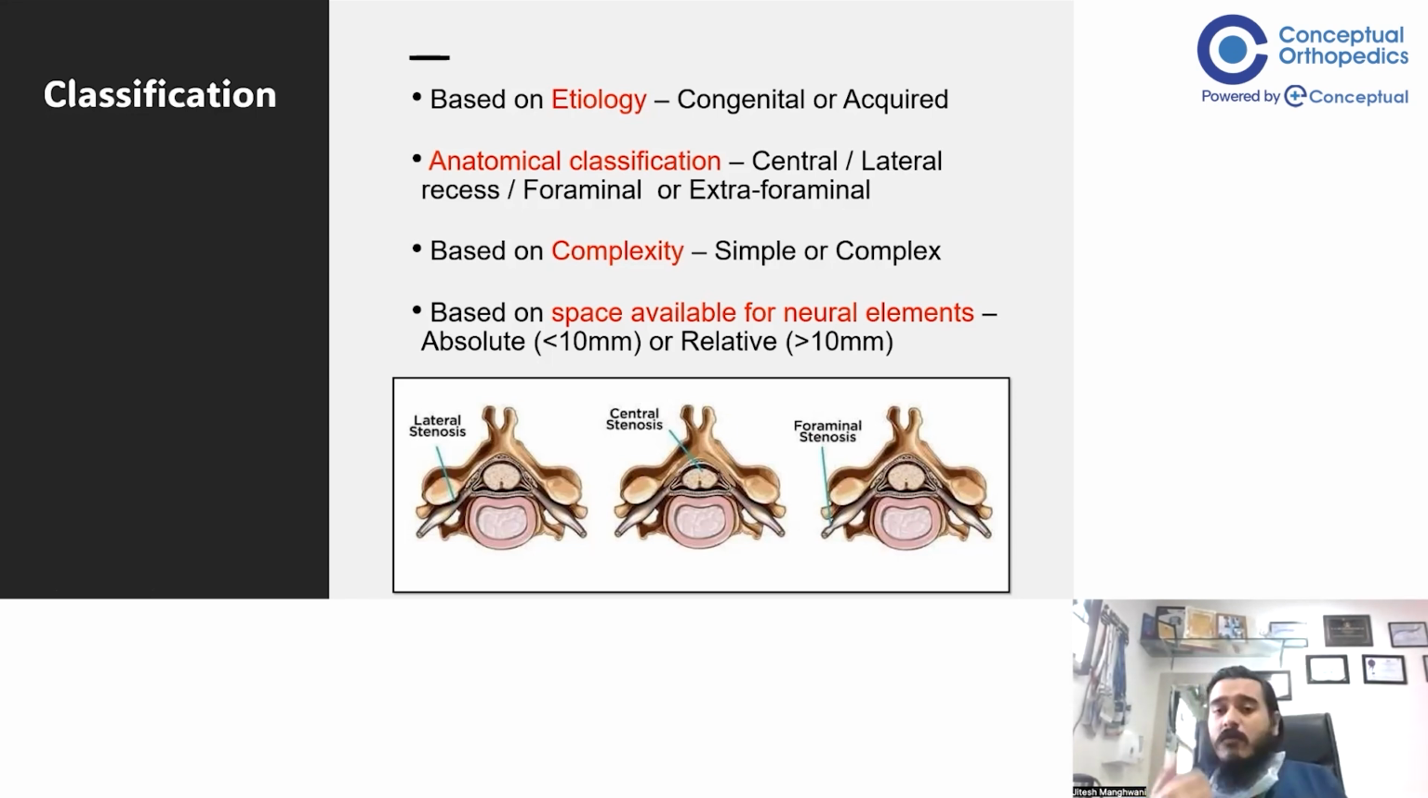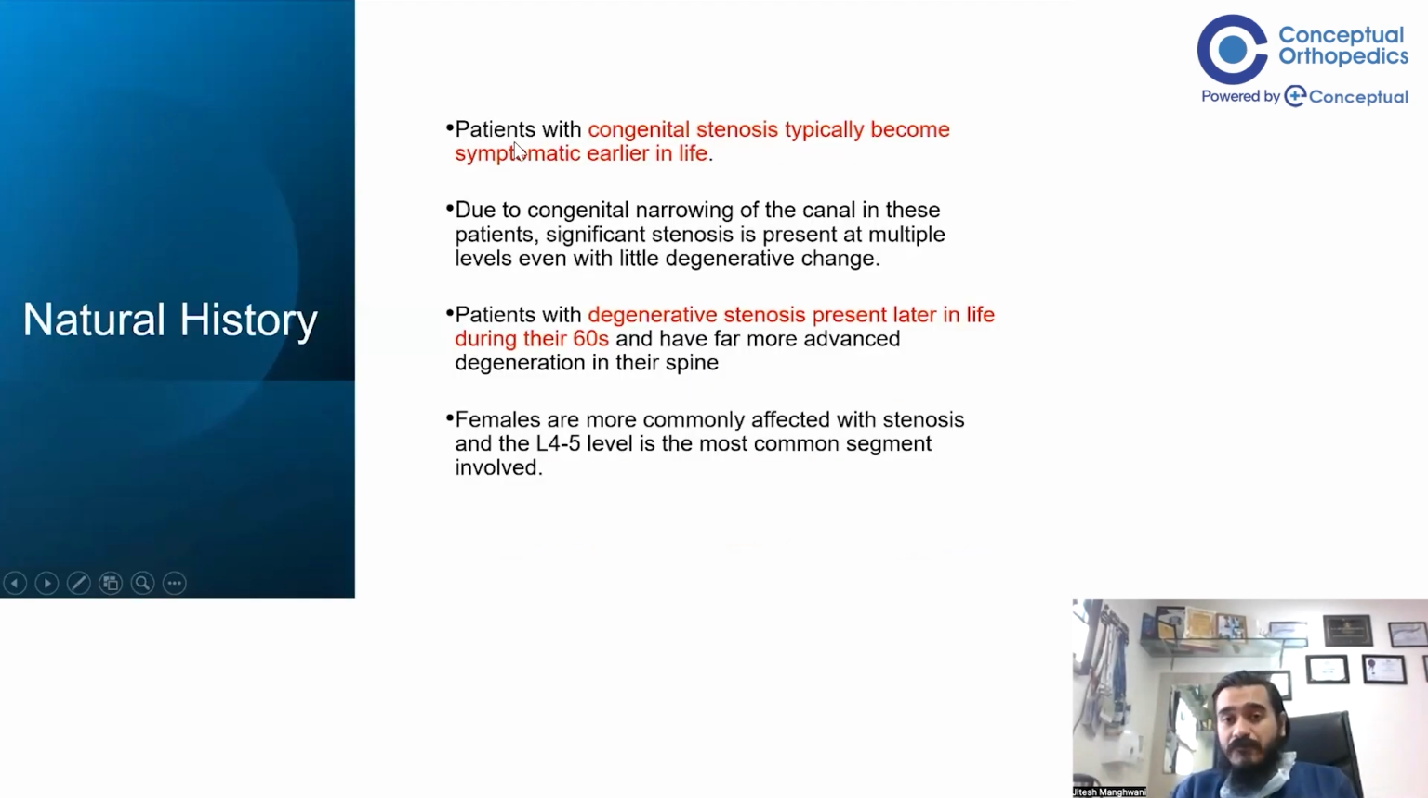But scientifically, if you ask, in routine practice we don't follow this space available for the neural elements. We don't start seeing the report and see what the distance is. We don't generally follow this. We rather follow the clinical picture of the patient and what we see on the MRI rather than the millimeter measurement of the stenosis. A patient with congenital or developmental stenosis, as I discussed, becomes symptomatic earlier in life.